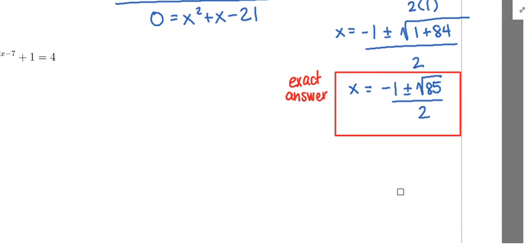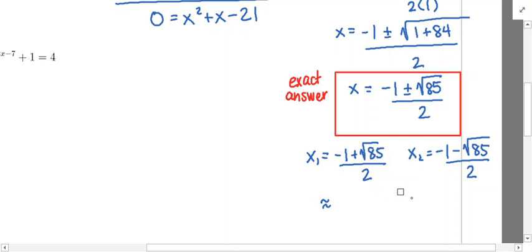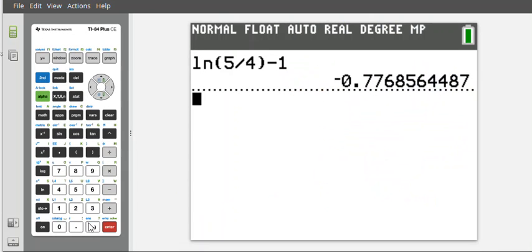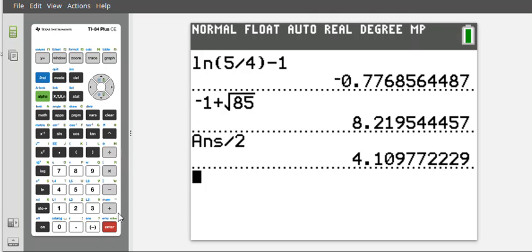Remember, this means we're going to get two different solutions. The first solution is going to be negative 1 plus the square root of 85, over 2. The other solution you get from taking the minus sign in the middle: negative 1 minus the square root of 85, over 2. If you want decimal approximations for each one of these, we can pop these into the calculator. Let's do negative 1 plus the square root of 85, get that quantity, that's the numerator, and divide by 2. We'll say about 4.11.